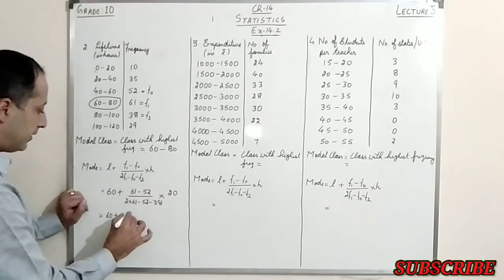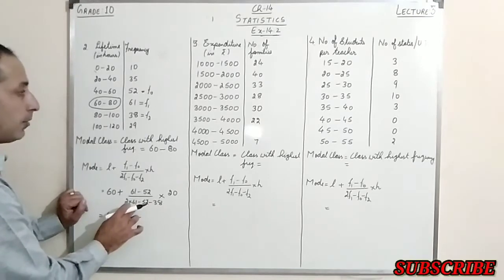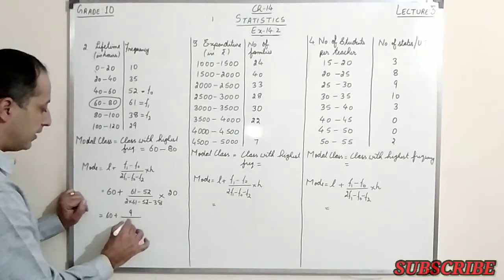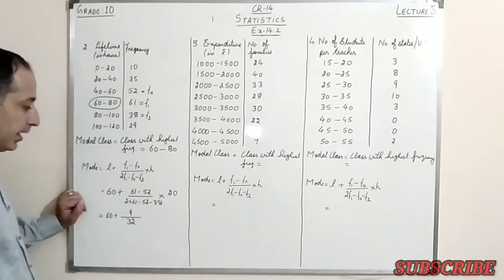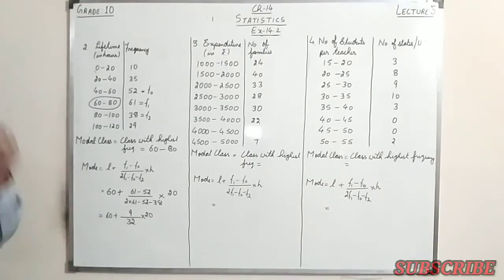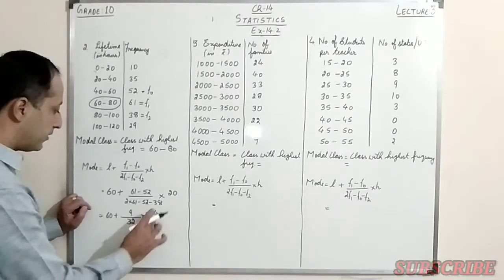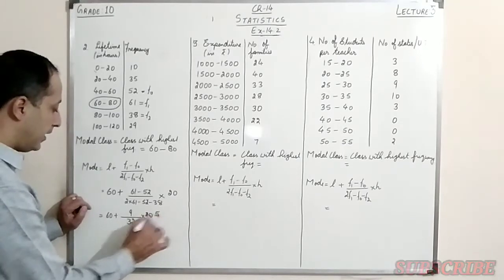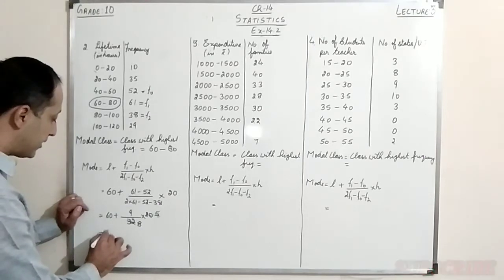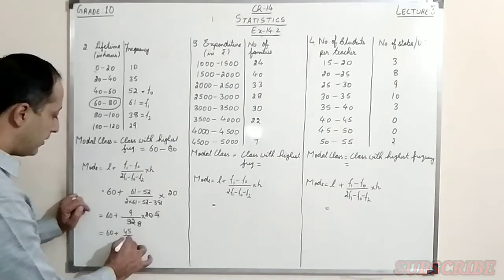So this is 9 upon, this comes out to be 90 and this is 122. So 122 minus 90, we get 32, and multiplied by 20. Now we can cancel this 20 and 32 by 4. This is 4, sorry, this is 5. 4 fives are 20, and then we have this as 8. So we get this equal to 60 plus 9 fives are 45 upon 8.